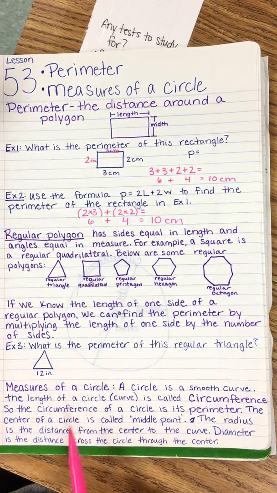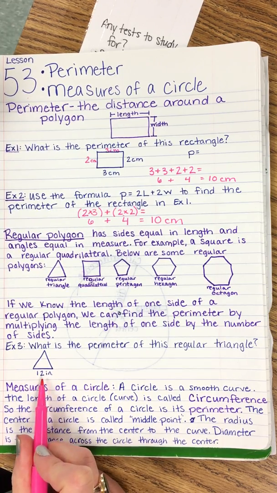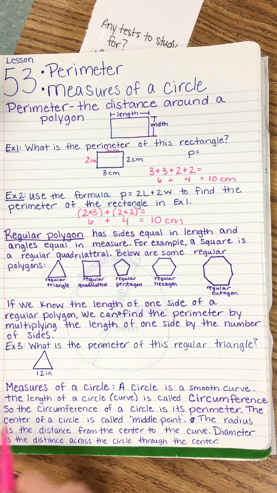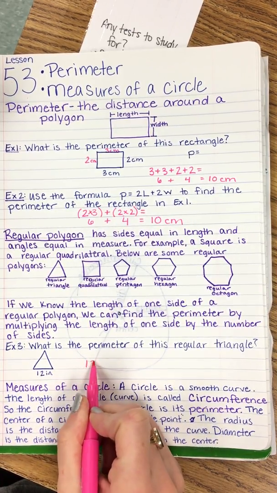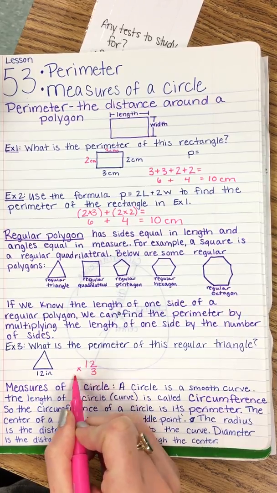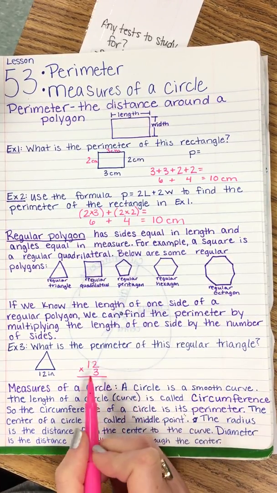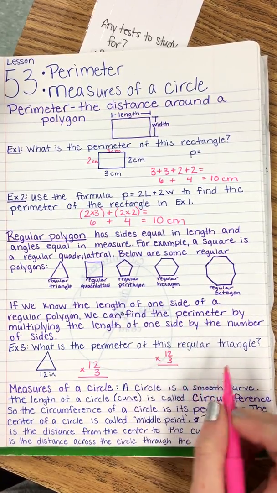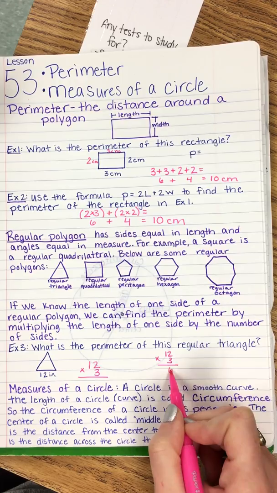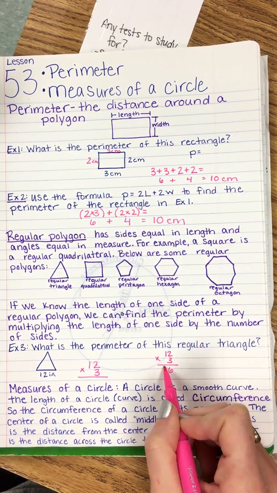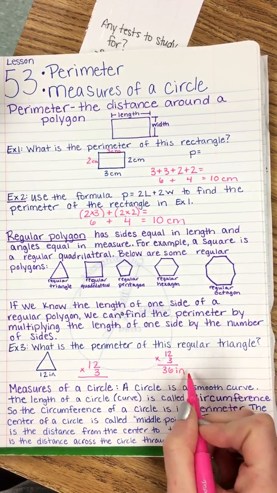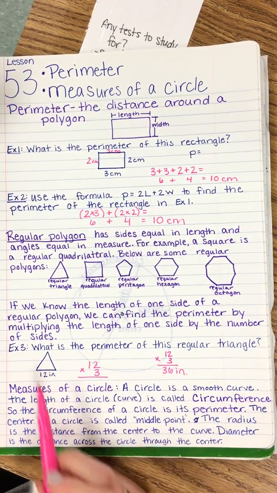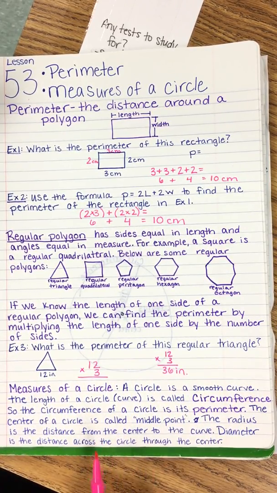So example 3 is going to show us that. What is the perimeter of this regular triangle? Well, if we know one side is 12 inches and we know a triangle has 3 sides, then we can do 12 times 3. I'm going to write that smaller up here so that we have room for our answer. 3 times 2 is 6, and 3 times 1 is 3. So 36 inches is the perimeter of that triangle. And I know that this is kind of long down here, but you need to write the whole thing.